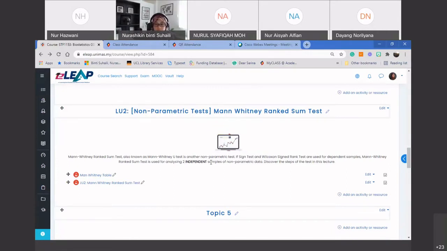So what is the difference between this test and the other two tests? It is used for analyzing two independent samples of non-parametric data. We are still talking about non-parametric data, but take note of the terms there: two independent samples. So before this, for the sign test and the Wilcoxon signed rank test, the type of data is dependent data, dependent samples. You know what the words dependent and independent mean, right?